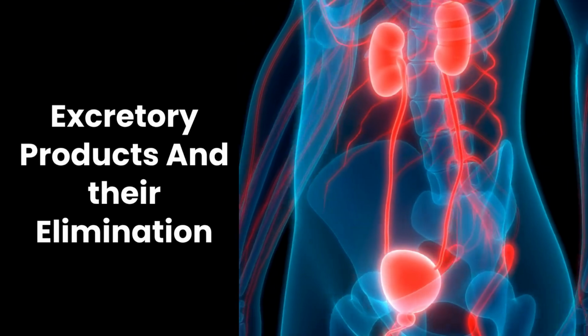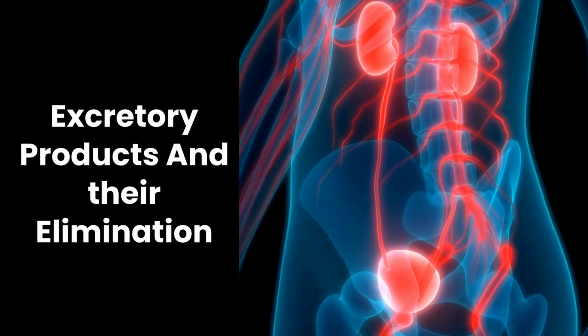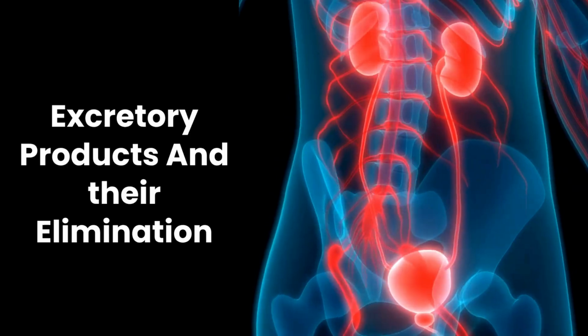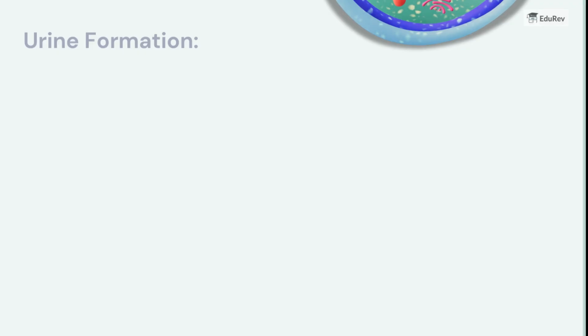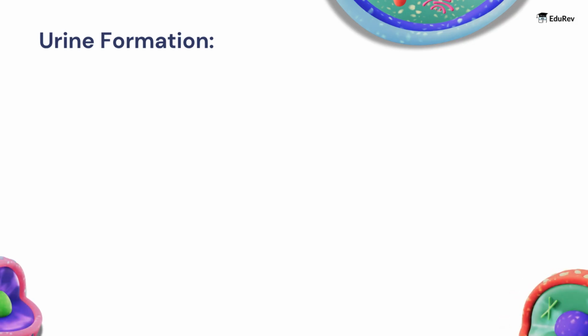Hello students, in this video we will learn about how our excretory system works to create urine in our body. Let's learn. Now, let's discuss urine formation, which happens in three main steps.